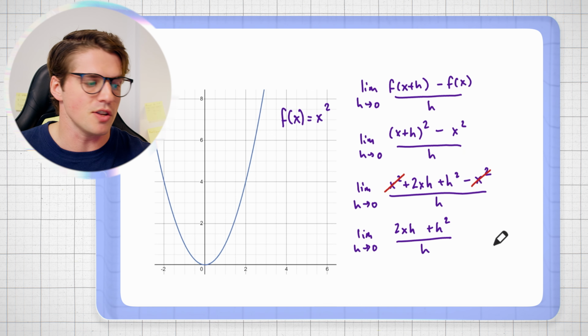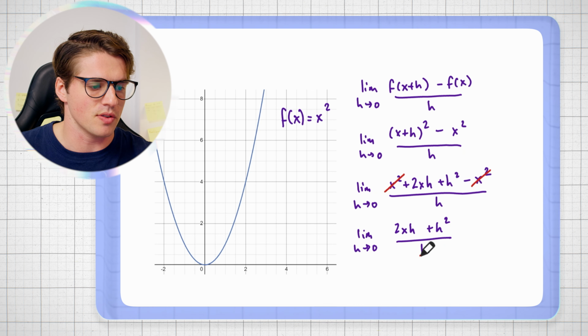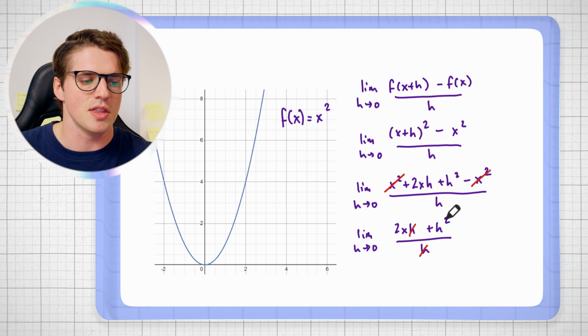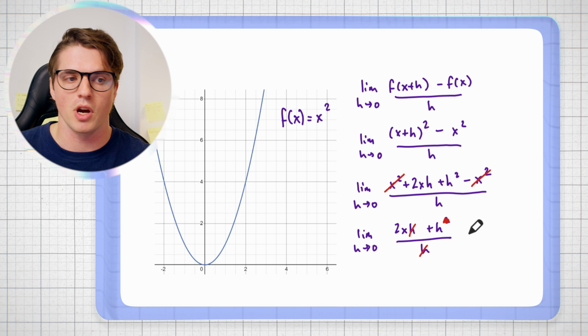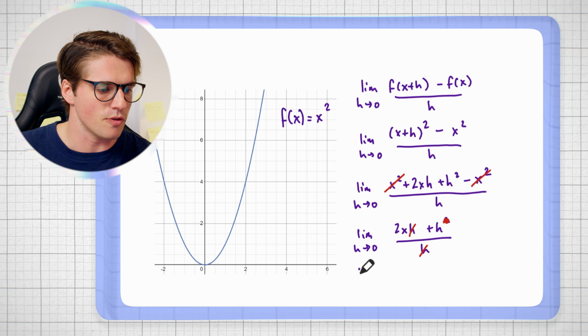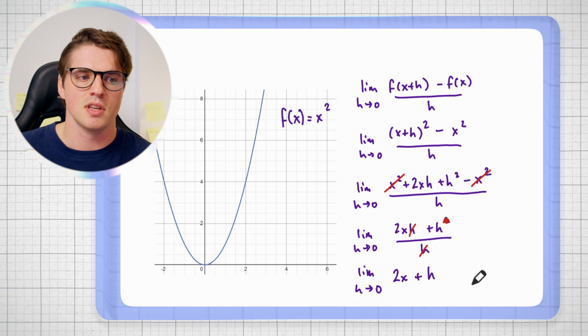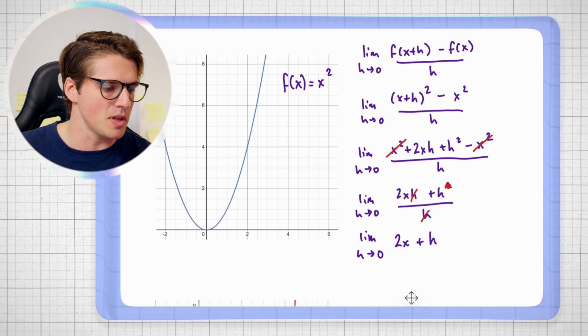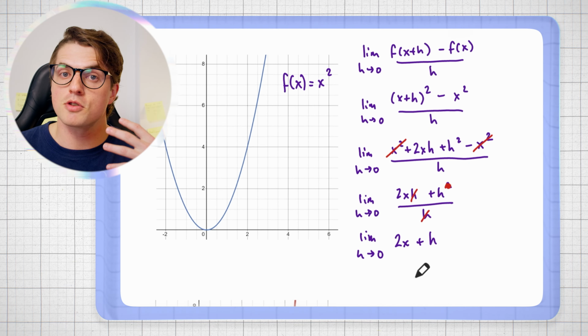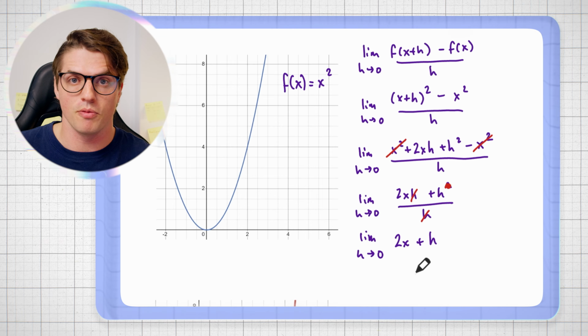Now we can cancel some h's. So we can cancel this h with this h, and then 1 from the h squared. Okay, so finally, we have the limit as h goes to 0 of 2x plus h. Now, if you remember your limit laws, you know that we can now just plug in 0 for h.